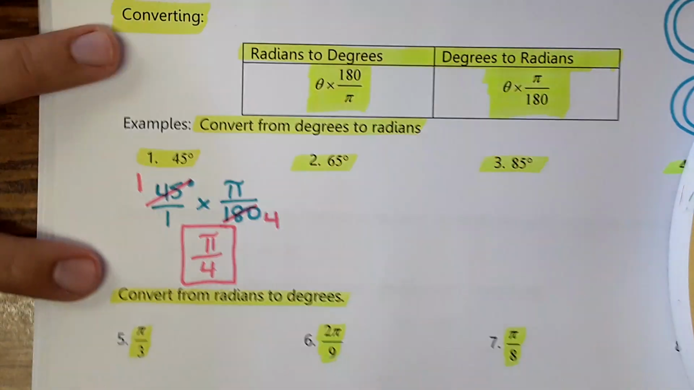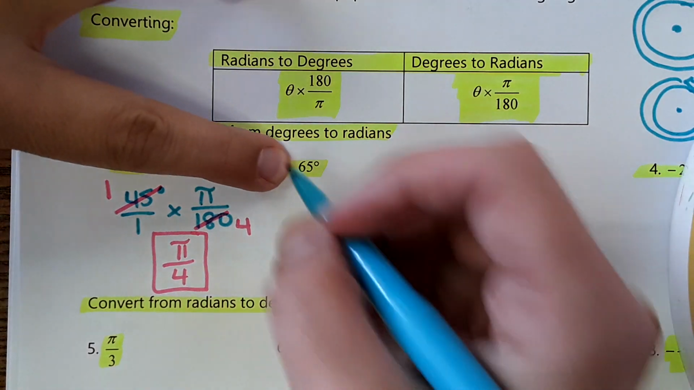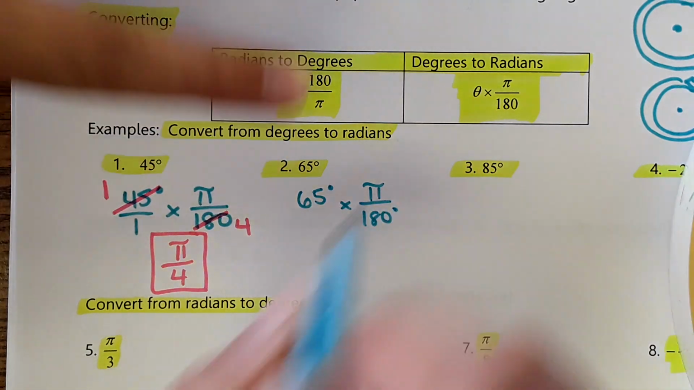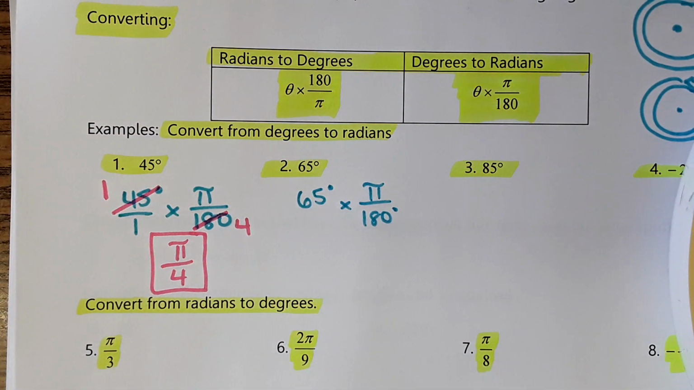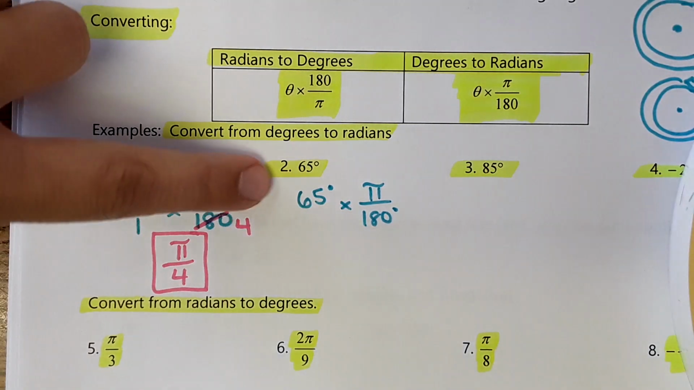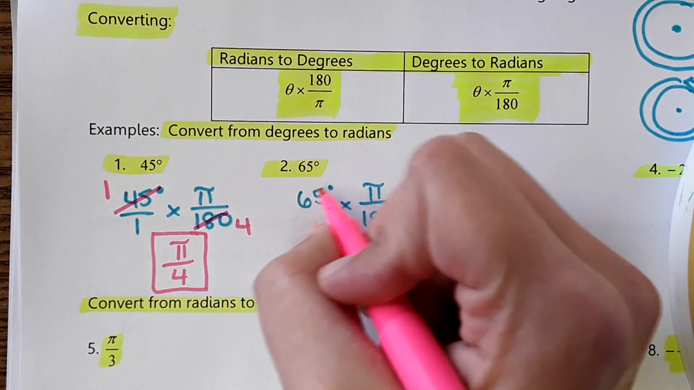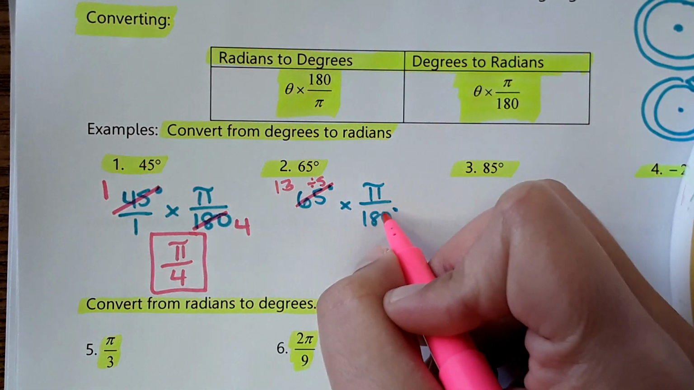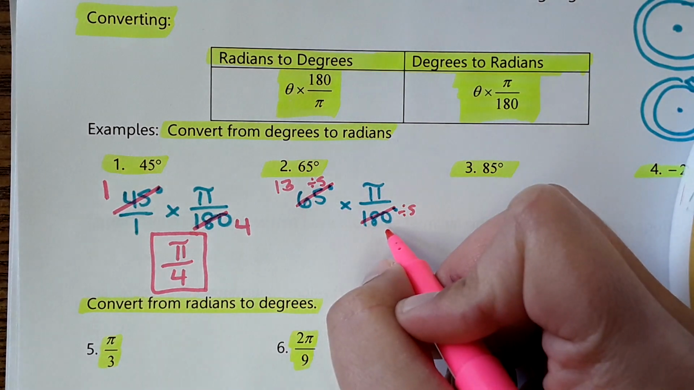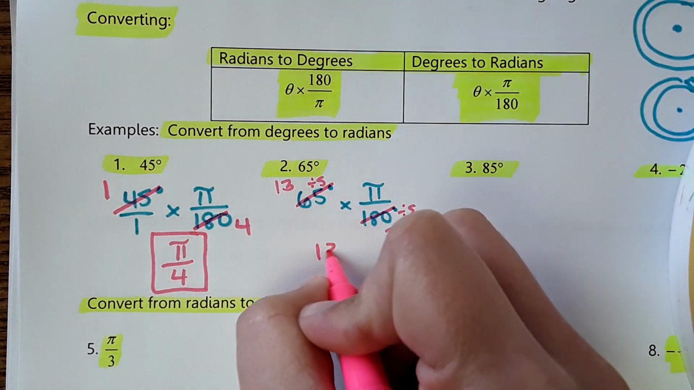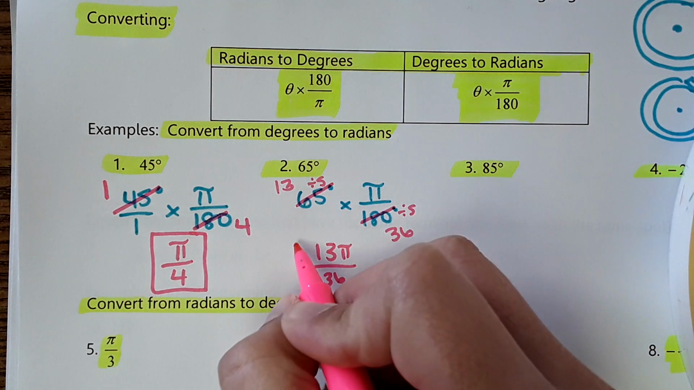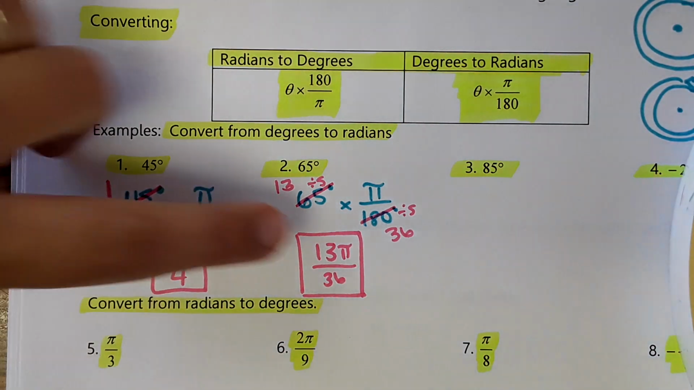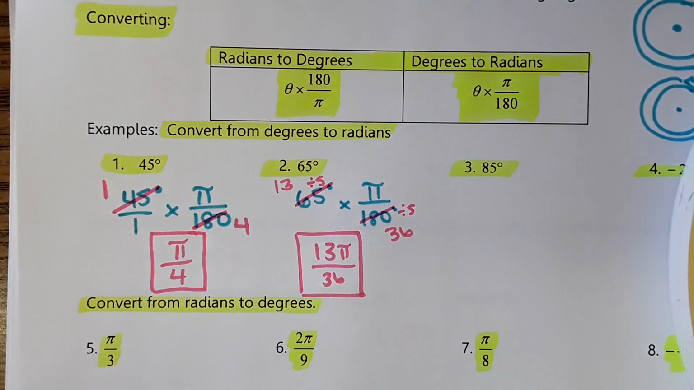Okay, number 2, we're just going to repeat the same process, degrees to radians. So 65 degrees times pi over 180 degrees. And then simplifying those two numbers, I know I can divide both 65 and 180 by 5. So divide by 5, this comes out to 13. And divide this by 5, and it comes out to 36. So we get 13 pi over 36. It almost looks like we can simplify that, but we can't. 13 is prime, and it can't be divided into 36.